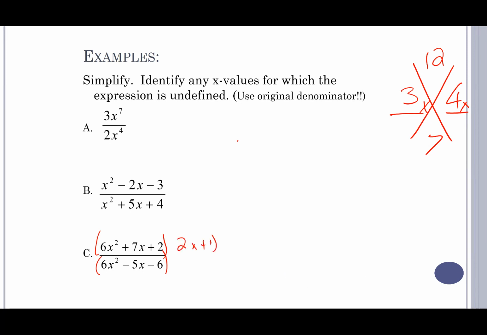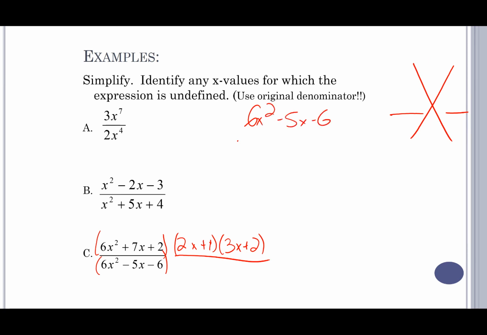2x plus 1 and 3x plus 2. Now we need to factor the denominator. We're going to do the exact same thing to factor the denominator. So the denominator is 6x squared minus 5x minus 6. So A times C, 6 times -6 is -36.